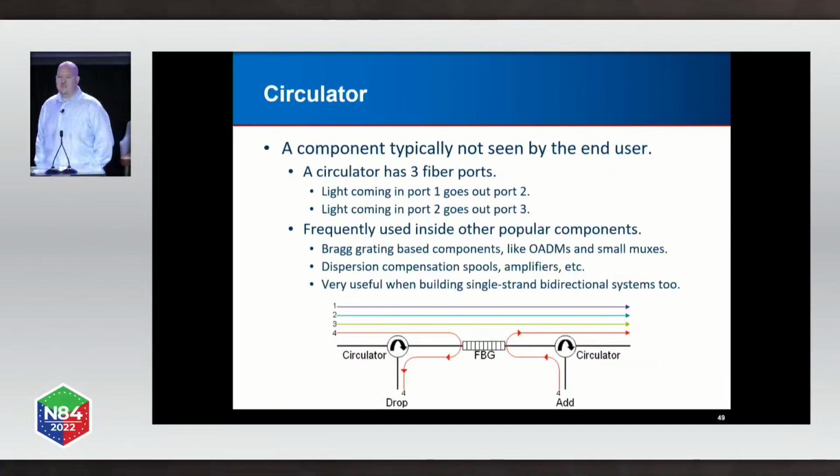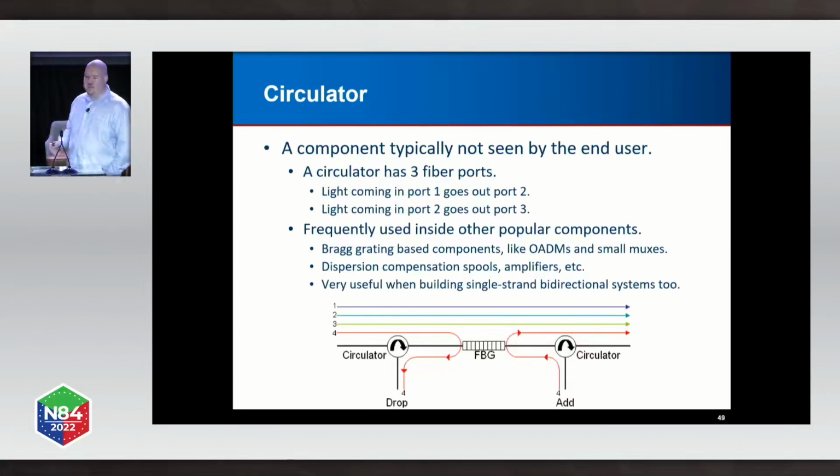A circulator is a cool component that you pretty much never see as an end user, but just so you know what's happening. The way a circulator works is there are 3 ports. Something comes in port 1, it goes out port 2. Something comes in port 2, it goes out port 3. Well, why would you want that? Well, you take that and pair it with an FPG, and that's how you get your OADMs and a lot of these other components.